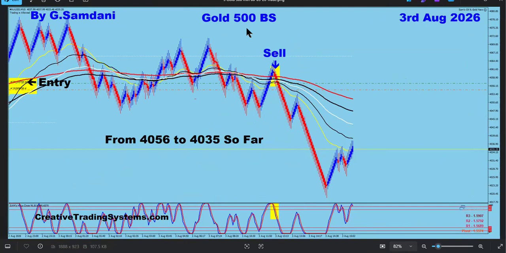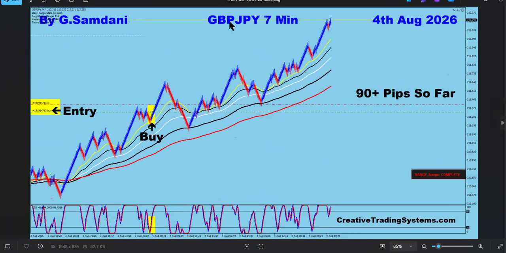Third trade is also on August the 3rd, gold 500 from 40.56 to 40.35. Small trade, but yes, something, right? Pound yen. Yen was getting weaker again after the intervention, of course, right? So it's going to the upside again. This is the entry, 90 pip.